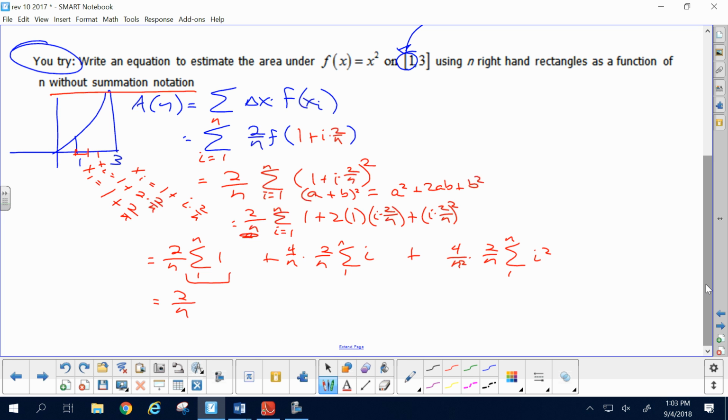Adding 1 to itself n times adds to n. 8 over n squared. We have a formula for 1 plus 2 plus 3 and so on. It's n times n plus 1 over 2. And 8 over n cubed. We have a formula for the sum of a bunch of squares added in a pattern: it is n times n plus 1 times 2n plus 1 all over 6. Again, you don't have to memorize those, you just have to know how to use them and when.